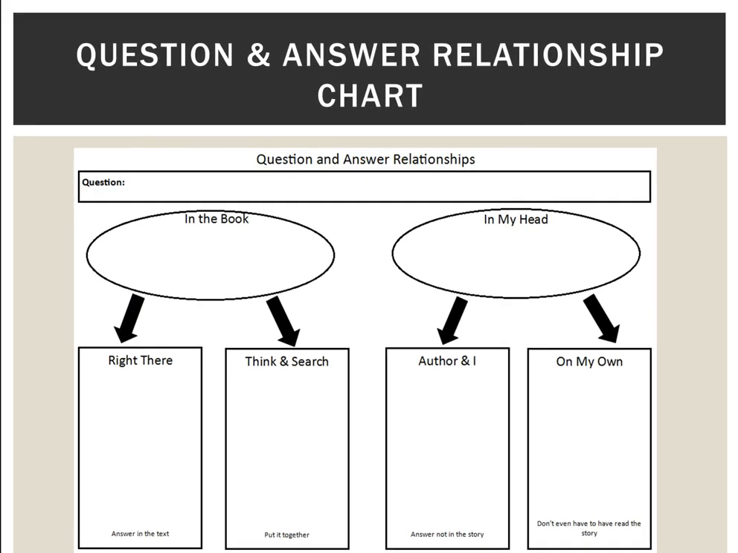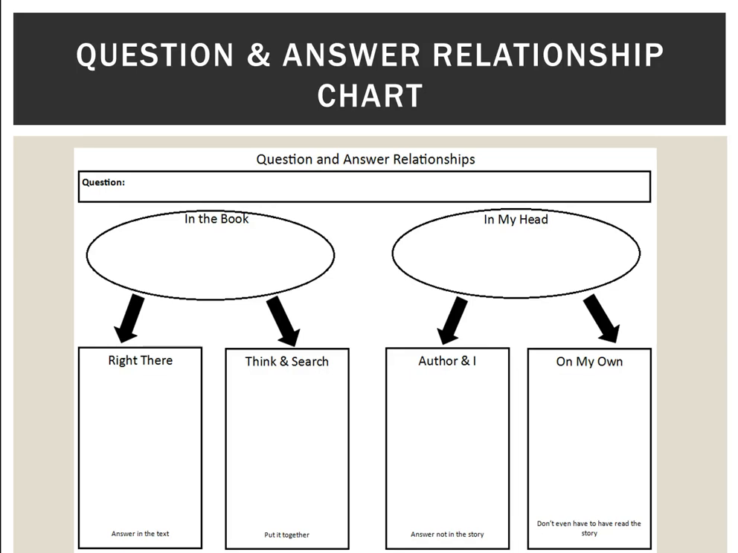This next one is a question and answer relationship chart. So for this one, obviously you write the question in the box and then have a look what's in the book, and then what's in your head, your answer. So what's right there, where's the answer in the text? Think and search. You might have to put a couple of things together and the answer might be in a couple of places. Sometimes it's in your head, so it's something the author might have implied, and something that you already know. So it's an answer that's not actually in the story.